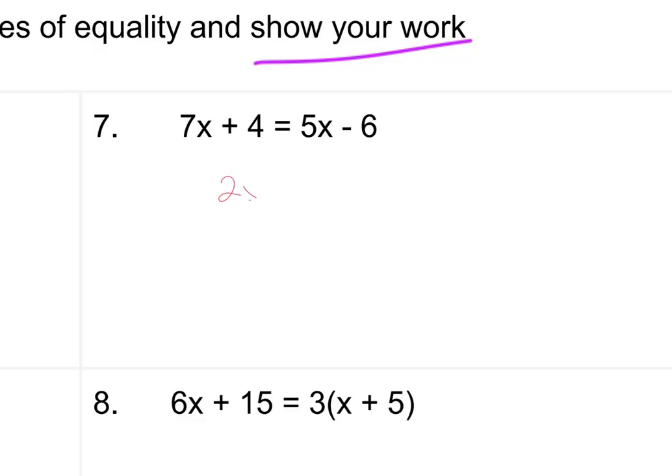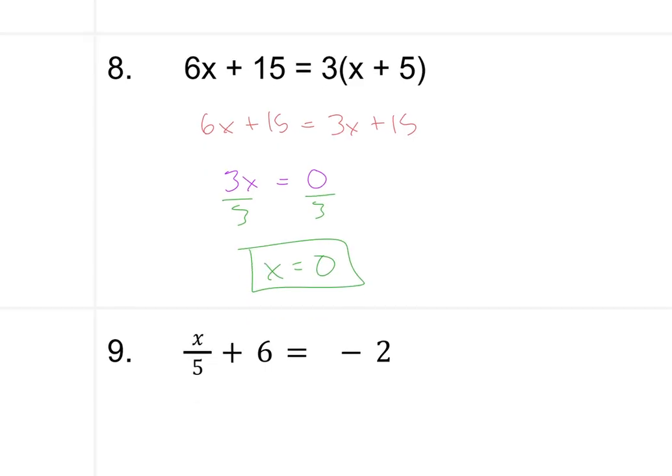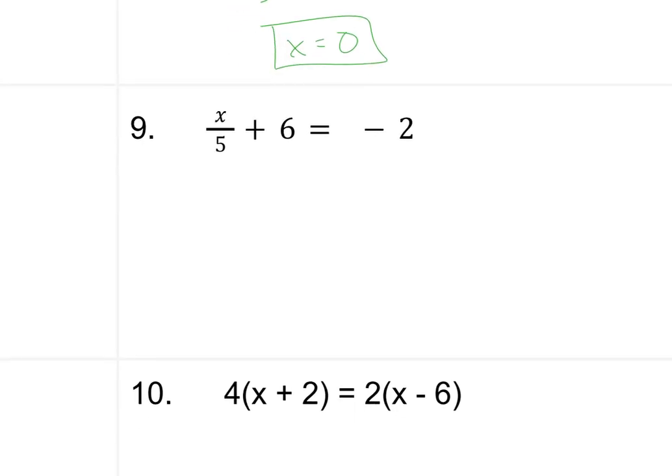Subtract 5x, subtract 4. Distribute 3, subtract 3x, subtract 15. Divide by 3, x equals 0. Subtract 6. Multiply by 5.